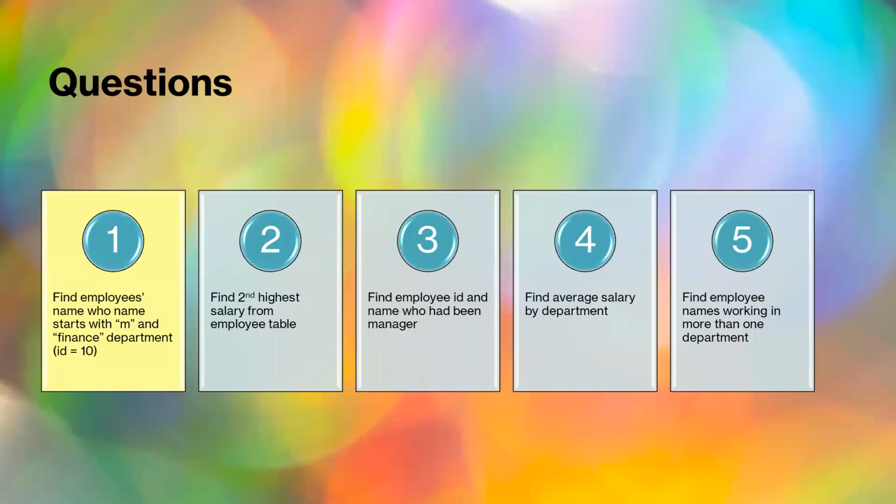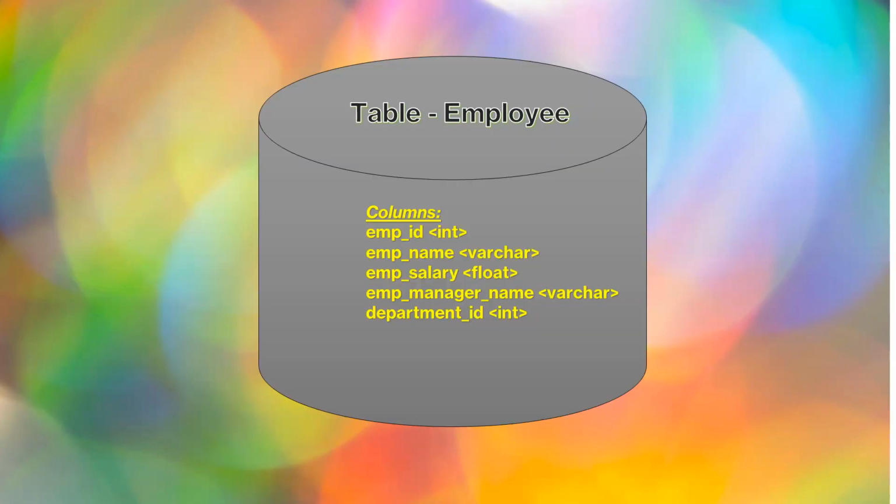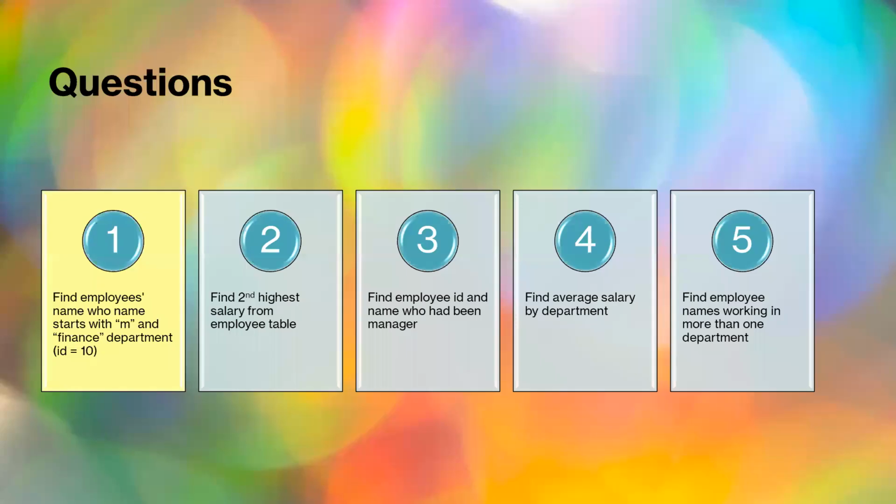All right, let's quickly jump to our first question. The first question says, find the employee's name whose name starts with M and belongs to the finance department. If you notice in the schema of the table, we don't have the department name given, but rather the department ID. So when it says finance department, a corresponding department ID is also given to you, and using this, you are supposed to write the SQL query.